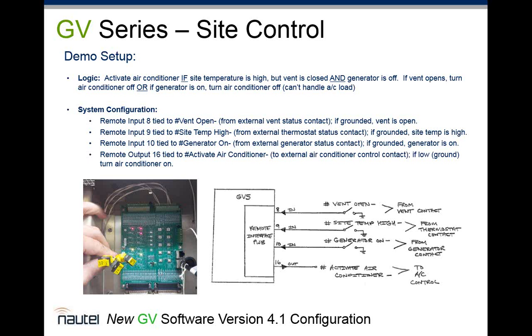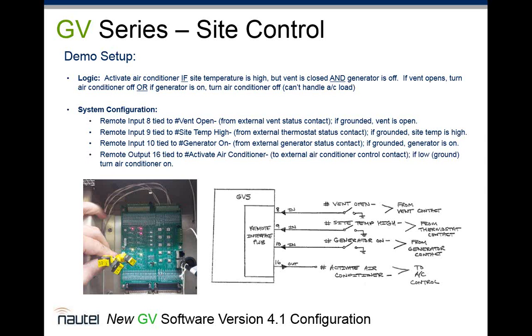Right. So now input 9 is tied to a site temperature high, active low, so some thermostat contactor, and then input 10 is the generator on, active low. So what this means is if the generator is on, that input is tied to ground, and therefore the system can understand the current state of the generator. Right. And then the interesting part here, and we'll go into more detail about what are termed virtual outputs and physical outputs, we've actually taken the output of our expression and tied it to a physical output, which is termed activate air conditioner. So that drives the external air conditioner control. Okay.